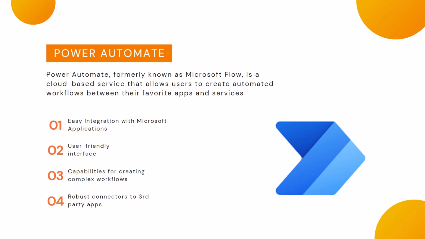So Power Automate was known as Microsoft Flow, and it's a cloud-based service that allows users to create automated workflows. Now Microsoft had also acquired Win automation software, which they converted into Microsoft Power Automate Desktop. So we have Power Automate, which is a cloud flow, and we have Power Automate Desktop.